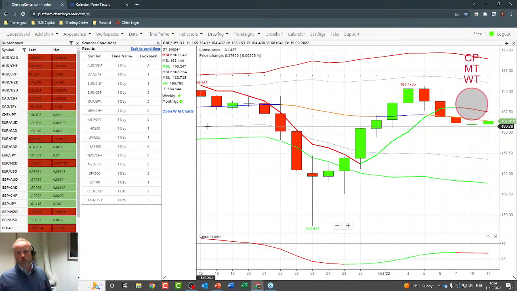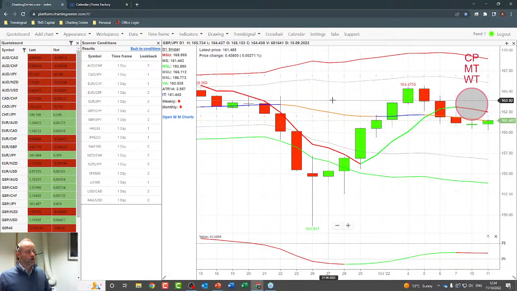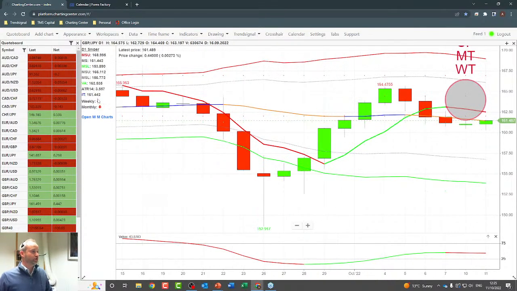So what I've done already today, that's cool, thank you. What I've done so far today is had a look at the scanner. Our members have access to a number of tools, and all you need to do is, whenever you've got the charts up, what we're going to be looking at first of all is the D1 Sniper.